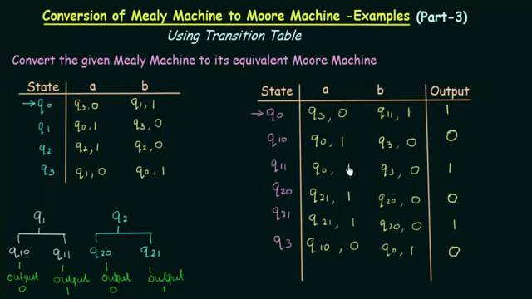Now we can remove these outputs which were given in the transition because this is a Moore machine. So let's remove that. Now we have removed the outputs that were associated to the transitions, and we have associated the outputs to the states. Now this becomes a complete transition table for the Moore machine. So here we have successfully converted the Mealy machine to the Moore machine using the transition table.